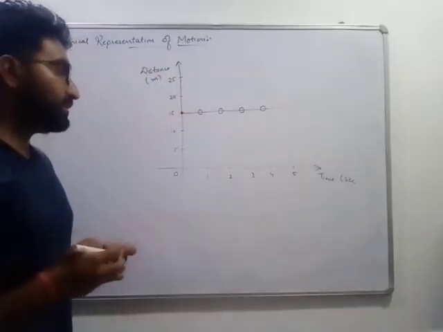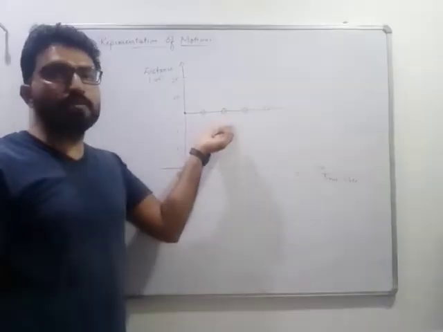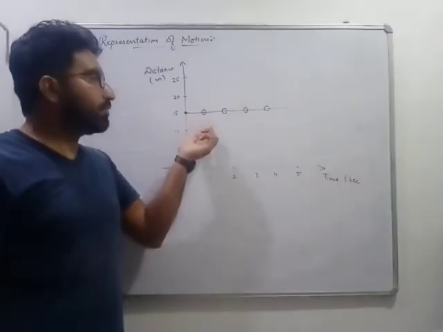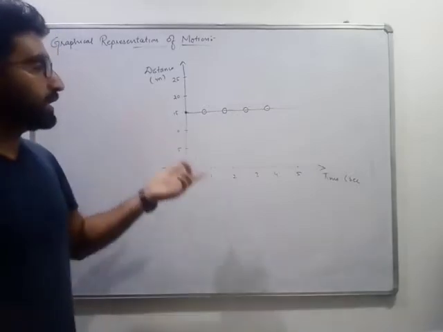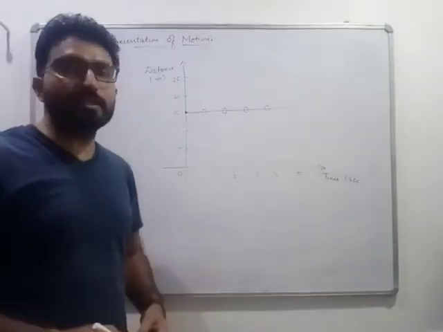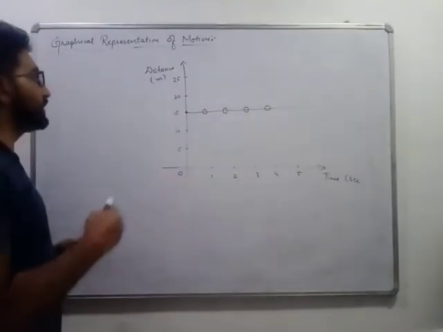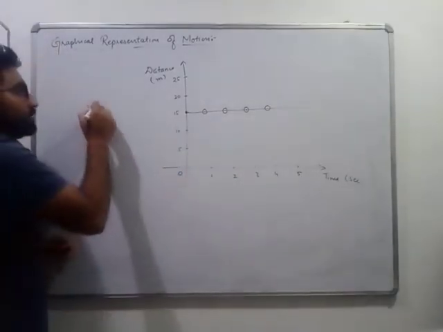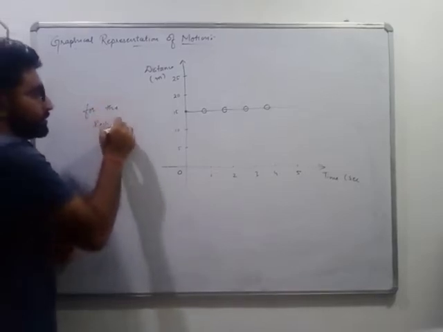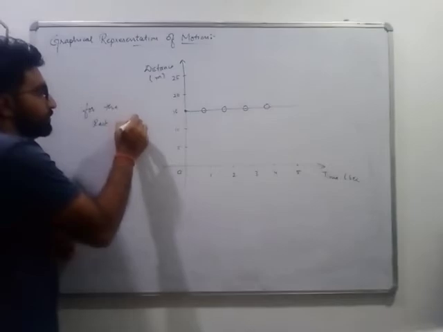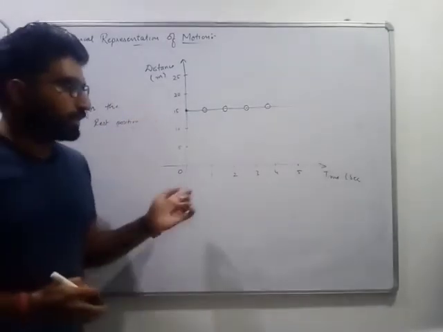So from this graph we observe that the body is not moving with the passage of time, which means the body is at rest. So when we have to draw a distance time graph for a body which is at rest, we will draw this kind of graph. This is the graph for the rest position of the body. Okay, now the second case.